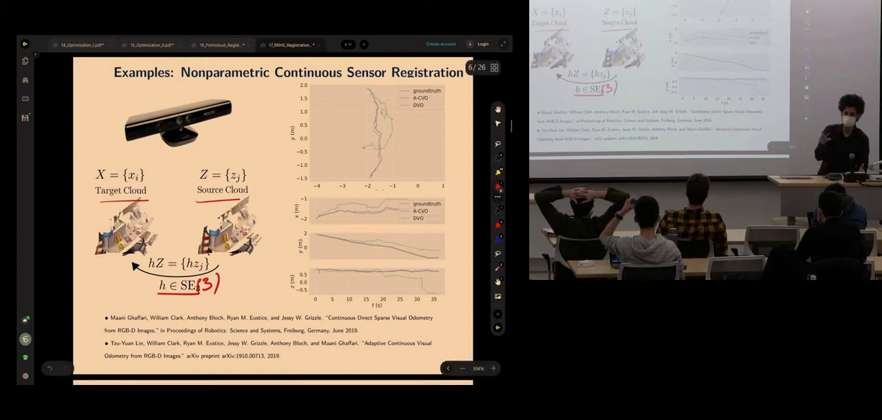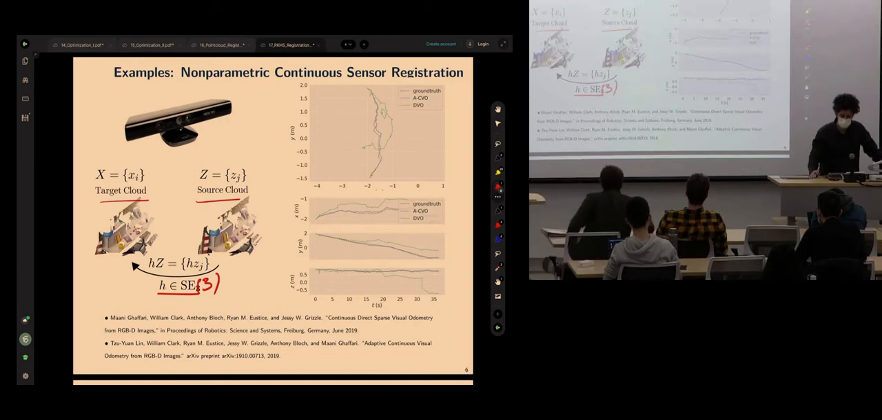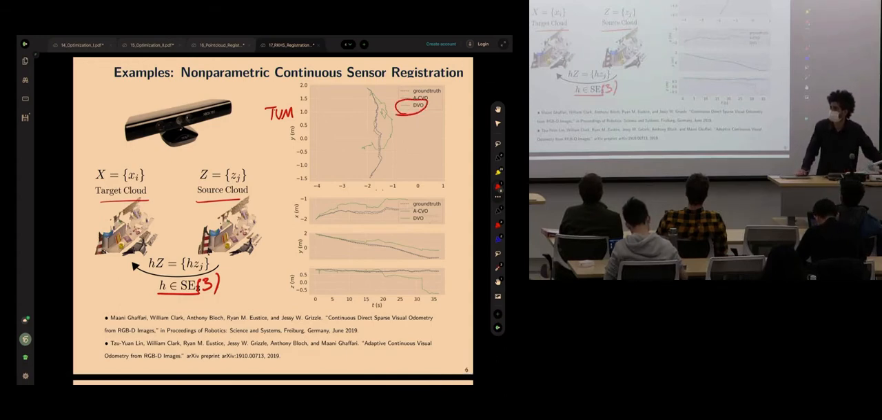So let's say we have a Kinect camera, we go around and we can just track using frame-to-frame accumulation of this registration. Here is a comparison with respect to the ground truth on the TUM dataset. We can track very well. Tracking is almost matching the ground truth. The baseline is a very successful method called direct visual odometry. In some sense, it's similar to this method because it directly consumes RGBD data without feature extraction.